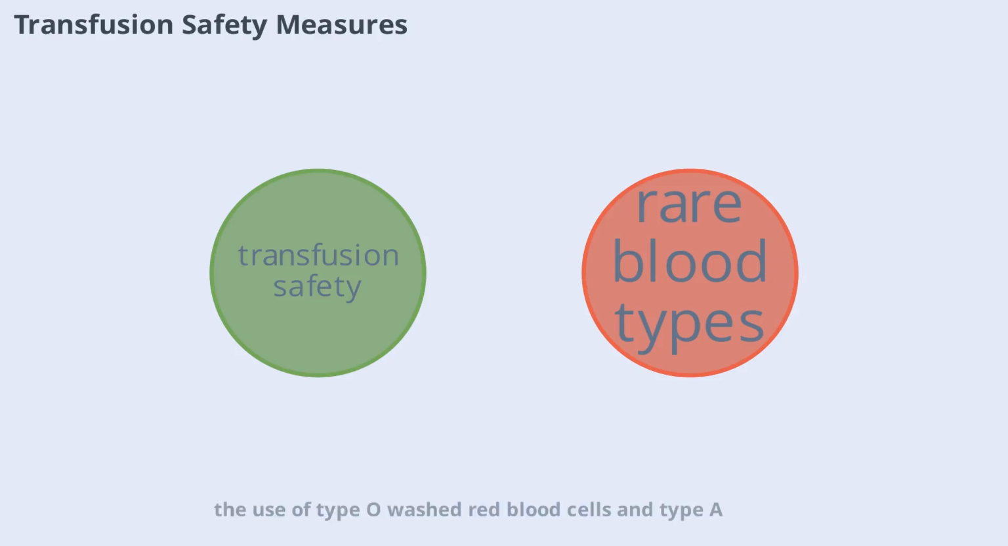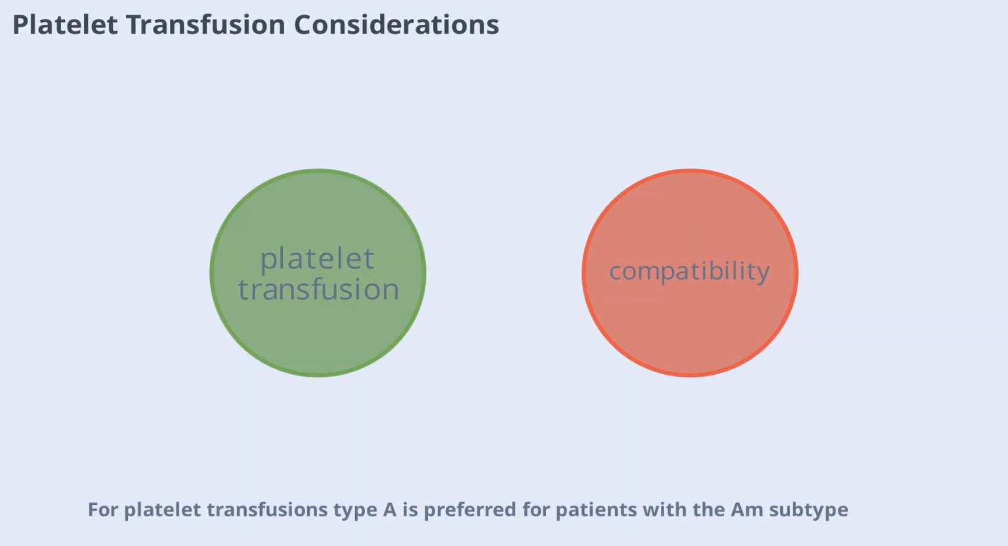In this case, the use of type O washed red blood cells and type A platelets minimized the risk of adverse reactions and ensured a positive outcome. For platelet transfusions, type A is preferred for patients with the AM subtype, with type OB as a secondary option. This approach ensures optimal compatibility and effectiveness.